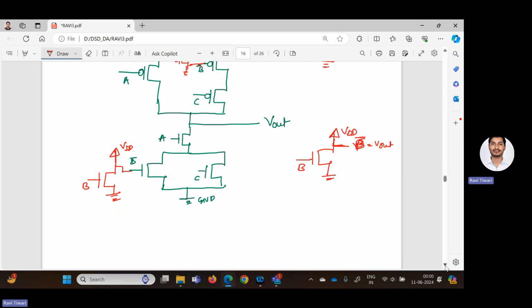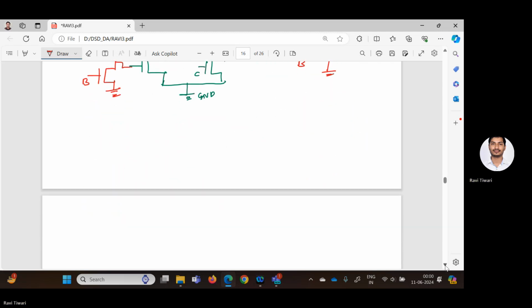For example, in the next question we are taking an expression like Y is equal to A bar B bar plus C bar. Now you see, as I told you, it's a complementary MOSFET. The expression should have a complement with it, but it's not. So what we can do, you have to make two bars that will cancel the effect, and the expression will be similar to this one.